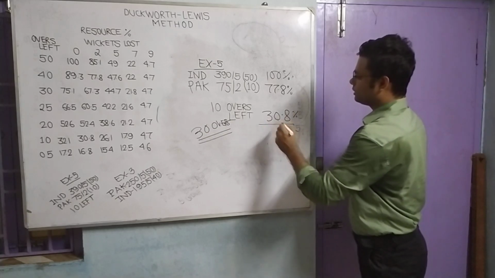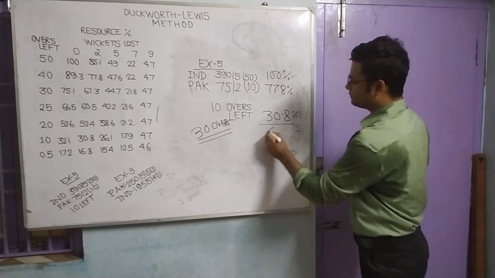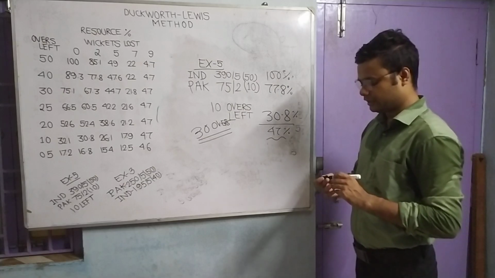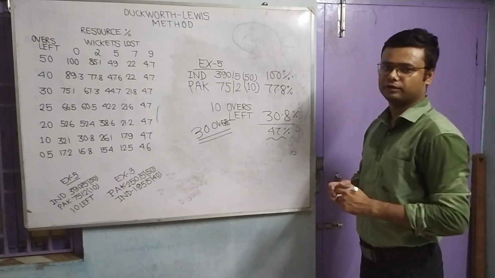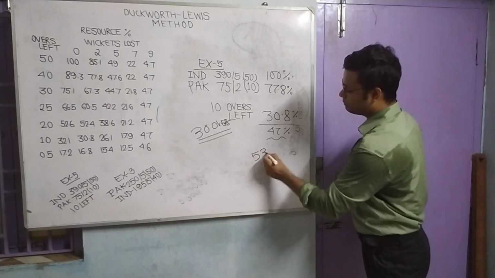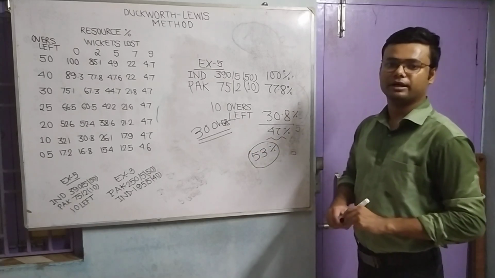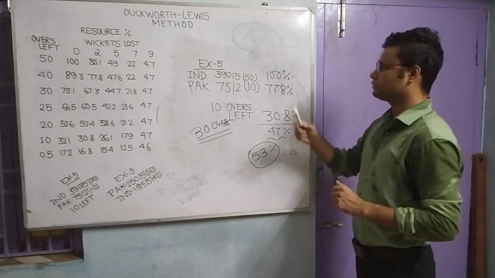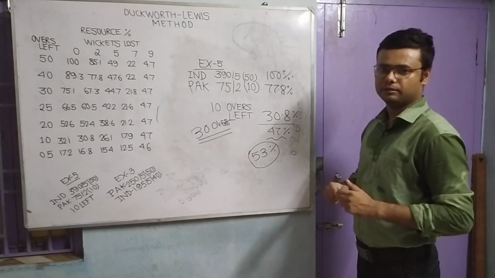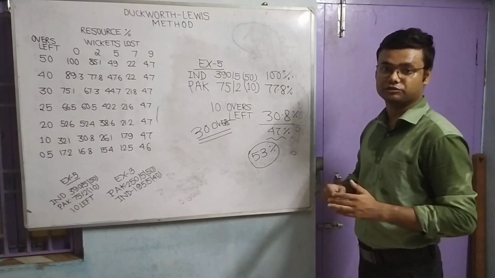So they lost 77.8 minus 30.8, that is 47% of resources they had lost. So if there is no further interruption of rain or inclement weather, they will use a maximum of 53% of resource. 100 minus 47, because 100% resource was used by India. So Pakistan now had 100 minus 47, that is 53% resource left.